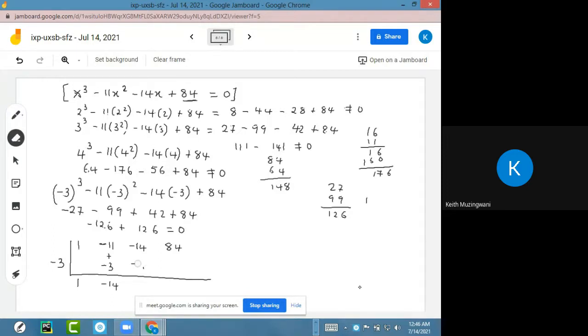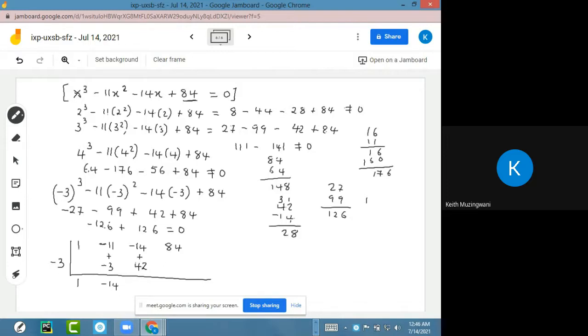Let me see if I'm confused here or not. So we have 1, 2, 3, 4. Okay, 1, 2, 3, 4. 1 down, and then -3. Then we add them, we'll get -14. Okay, then you multiply -3 by -14, we'll get +42. You can see the confusion. Then we add. So adding, it will be 42 minus 14. So we'll get 8 here and get a 2.